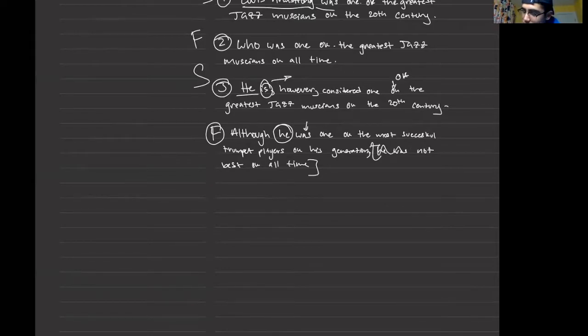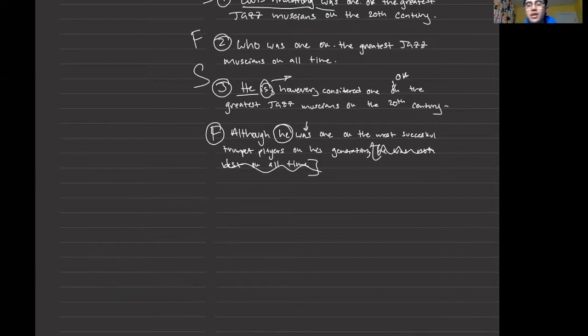But in this case, since it's only this part right here, although he was one of the most successful trumpet players of his generation, it is not a complete thought because it just introduces a kind of qualification, but it doesn't go on to describe the other aspect of that, if that makes sense, right? We have although, right? But it doesn't go on to explain the other side of that, right?